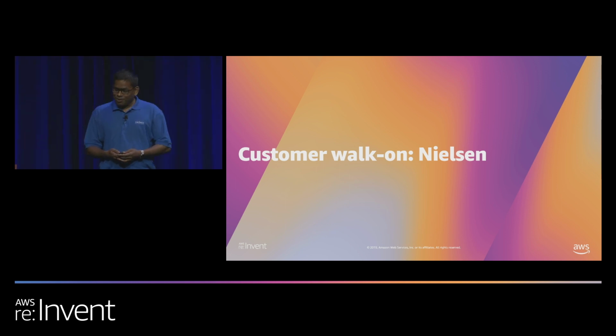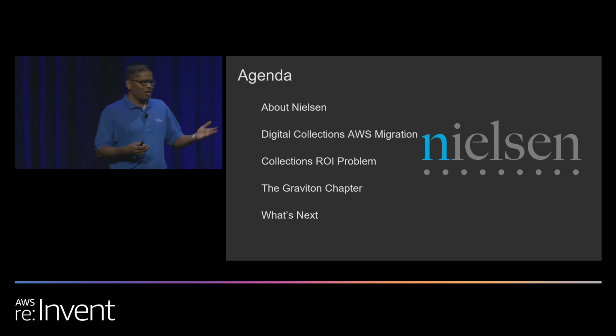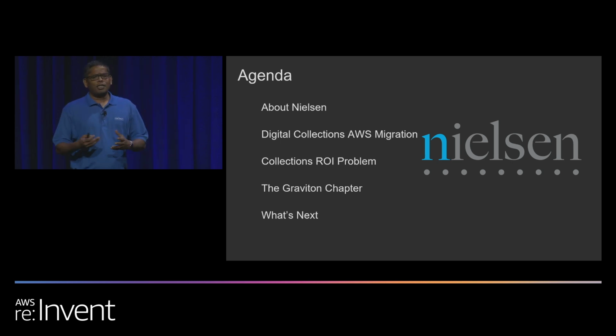My name is Sudhir. I'm a vice president at Nielsen Digital. Good to be here with you all. Very excited to be here. Great sessions. So today we will cover what we do at Nielsen, the migration of our digital collections platform to AWS and what we learned from it, and then the ROI problem that we soon ran into, how the Graviton processor helped us solve the ROI problem on our end, and what our future in AWS is. Let's get started.